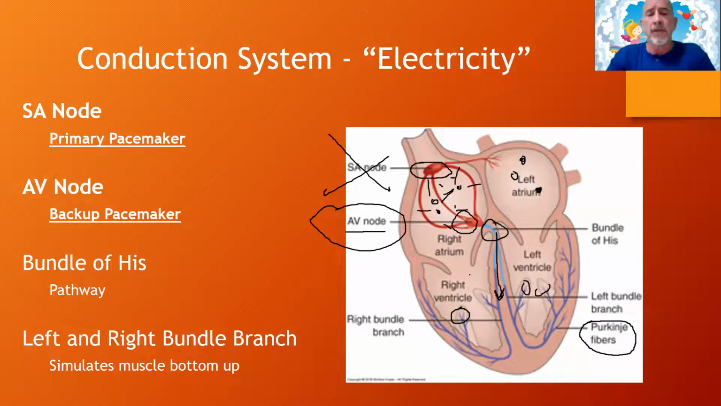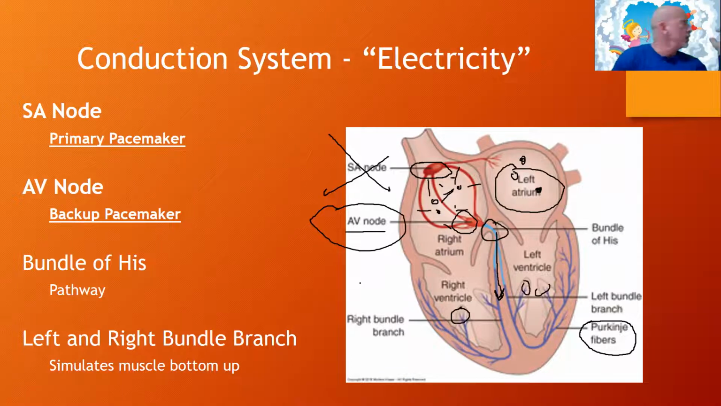So the AV node really does protect us. There are many individuals out there in the world today, myself included, who have atrial fibrillation. So when that atrium starts going crazy, this AV node protects us and makes sure that our ventricles are still clicking along at a normal pace.